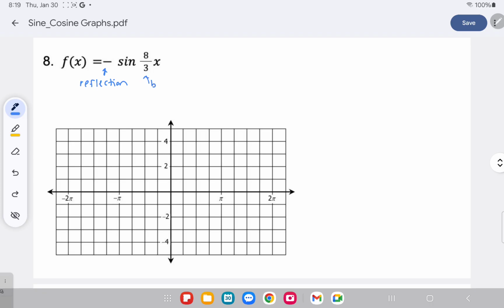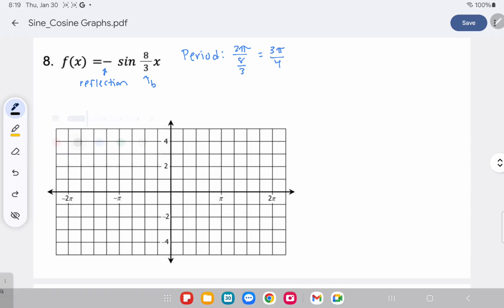8/3 is our b. That's going to change our period. So period is 2 pi over b. Or in this case, what is that? 3 pi over 4? 6 pi over 8, which reduces to 3 pi over 4. So our period is 3 pi over 4. Okay, so this is a tricky one.